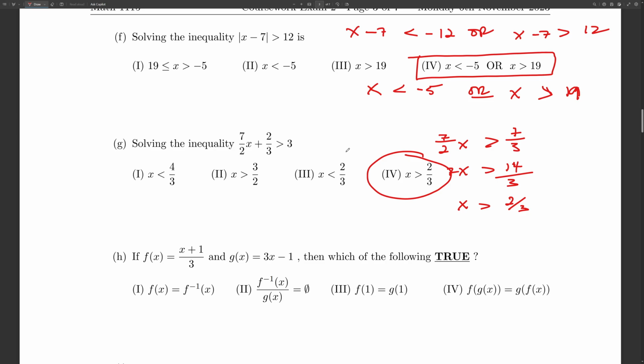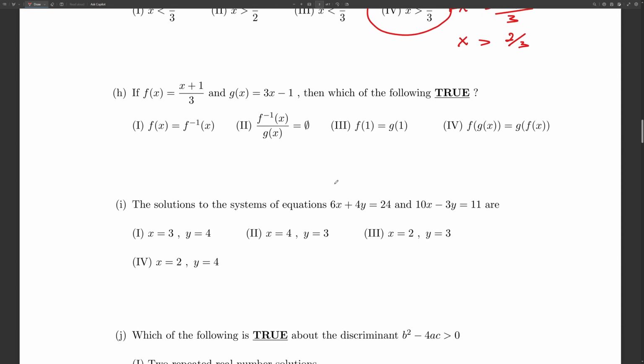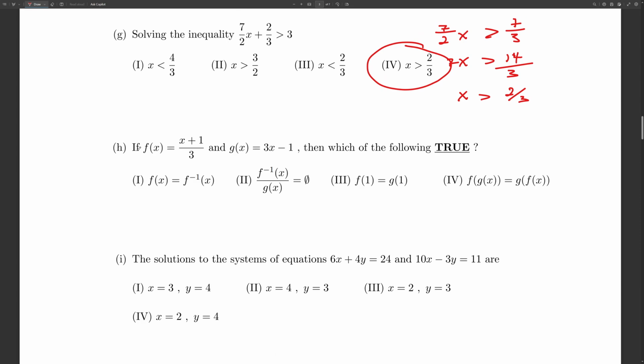Okay, moving on to part H now. Oh, this is a bit of a tricky part, right? So I'm given f of x is equal to this and g of x is equal to this. Now I need to find which of the following is true. I can look at the easier ones first, like find f of 1 and g of 1, and see if they are equal or not. That's one way to do it.